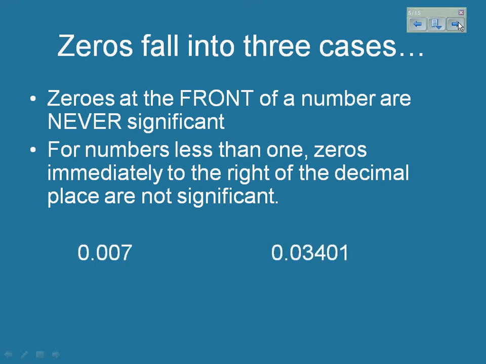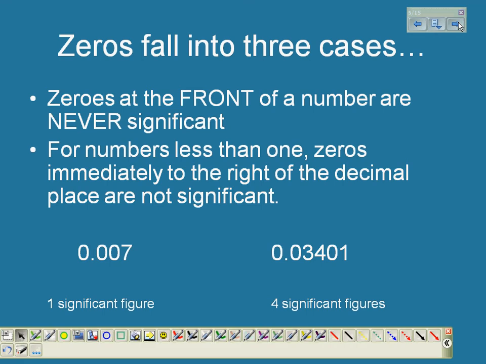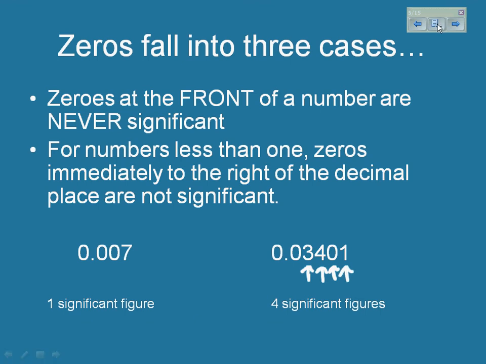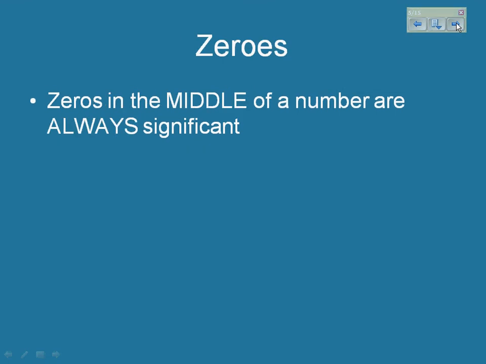So if we look at those two numbers, in 0.007, only the 7 is significant. In our other number, 0.03401, the first significant digit is your 3. I'm going to draw an arrow. Your 4 counts, you keep counting till the end of the number. So that has 4 sig figs. Zeros in the middle of a number are always significant.